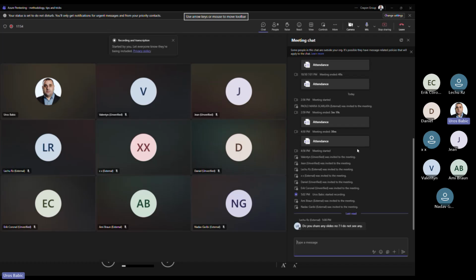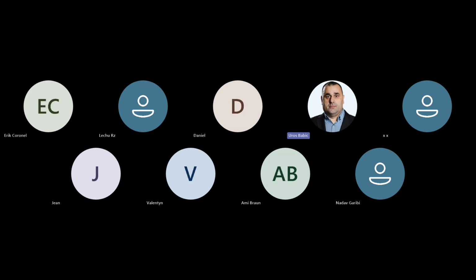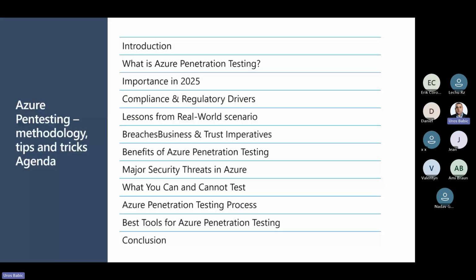It is definitely a challenge. But now, sorry, I will try to share again. Can you see my screen now? I think yes. Yes, we can see it. Okay, thank you very much.